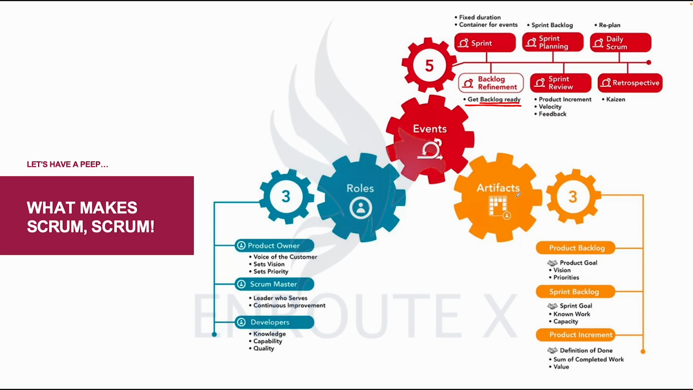Now from there we'll move to the 3 artifacts in Scrum. The first artifact is the product backlog, which I've made reference to a couple of times. The product backlog talks about the product goal, the vision, and the priorities. So the product backlog contains the items that need to be worked on, the tasks that the team needs to deliver on. That is what you have in the product backlog.